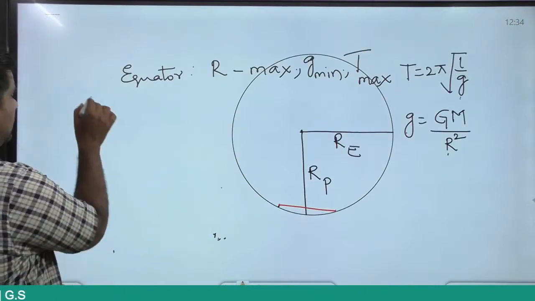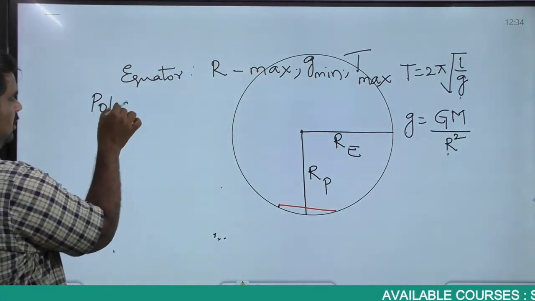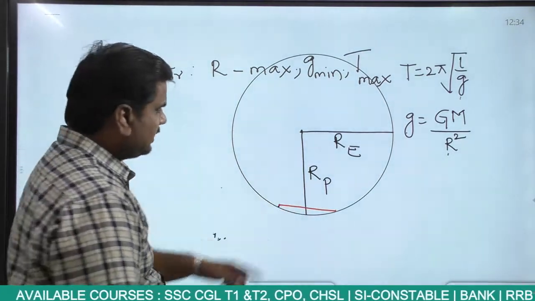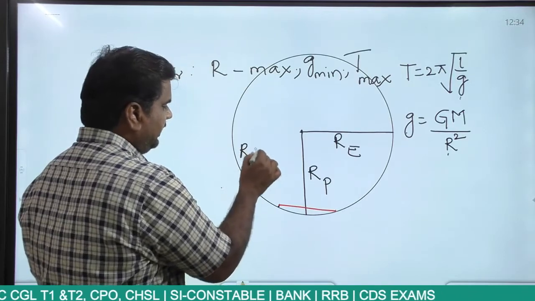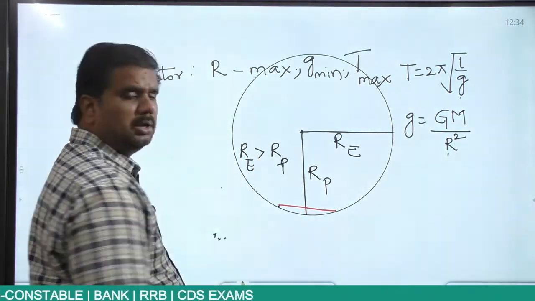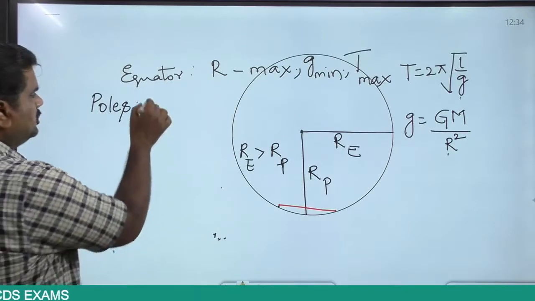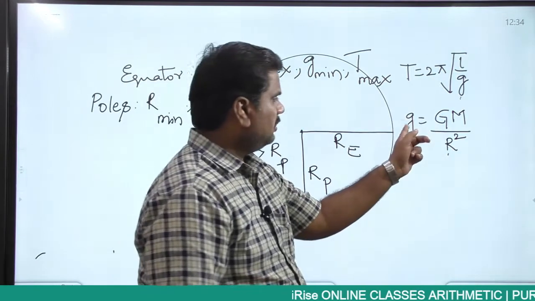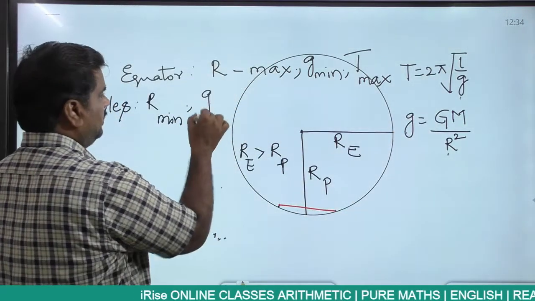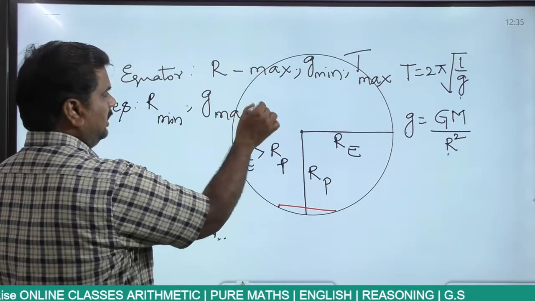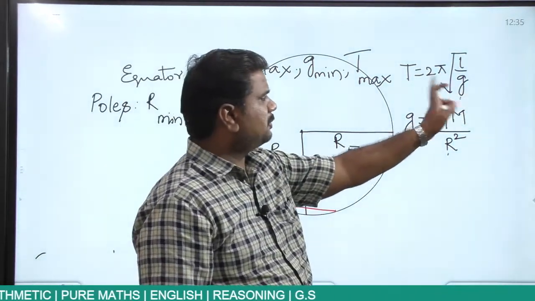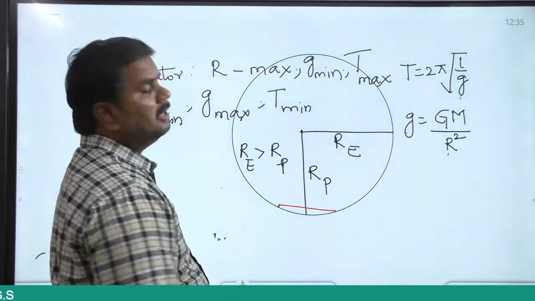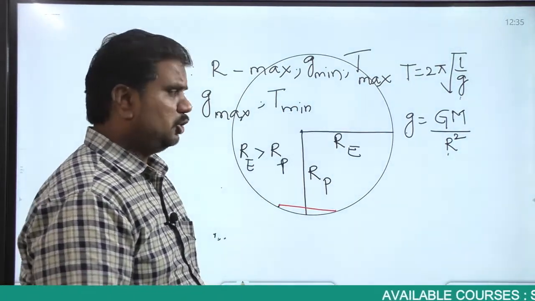At the same time, you go for the case of poles. Near the poles, the r value is less. From the diagram, it is very much clear that the radius along the equator is more when compared to the radius along the poles. So near the poles, the r value is minimum. If the r value is minimum, then the g value is maximum. If the g value is maximum, then what happens? Time period is minimum, since time period and g value are inversely proportional to one another.